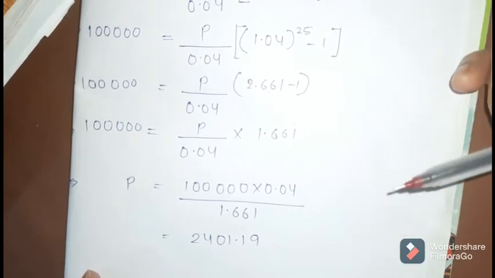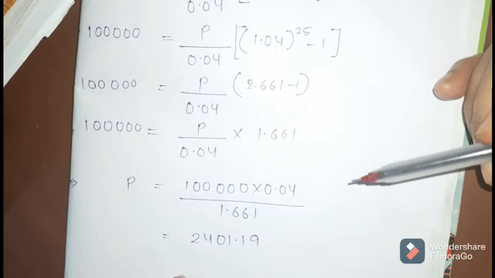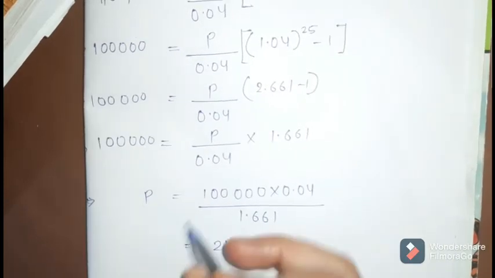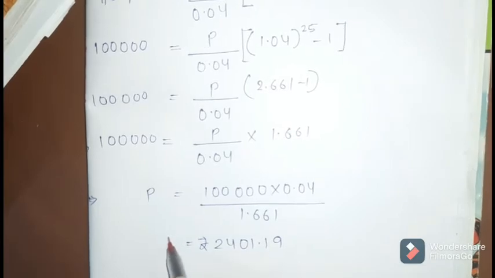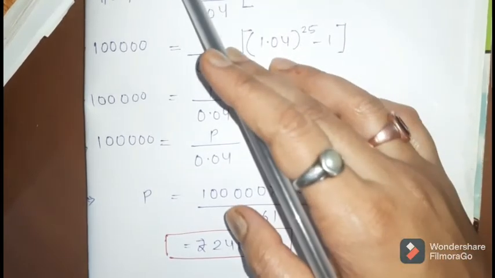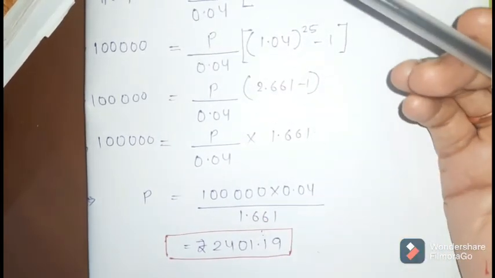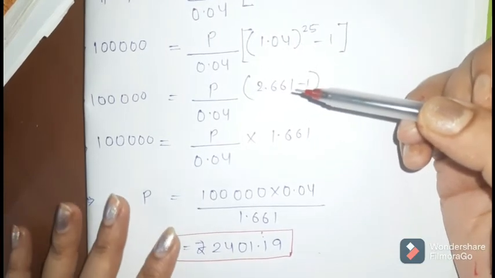So he will deposit 2401.19 rupees as his principal amount. Okay, if he deposits this principal amount, then at the end the amount of annuity will be 1 lakh. Okay, so this is the problem based on sinking fund.